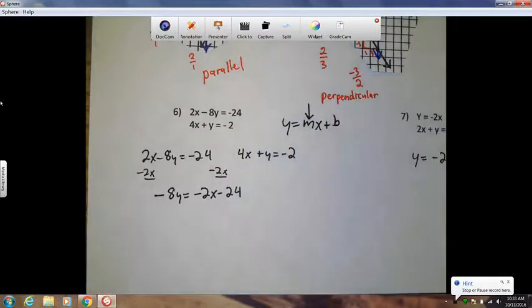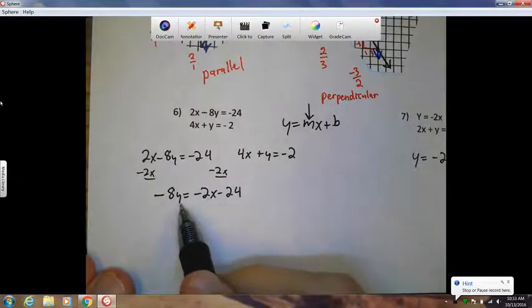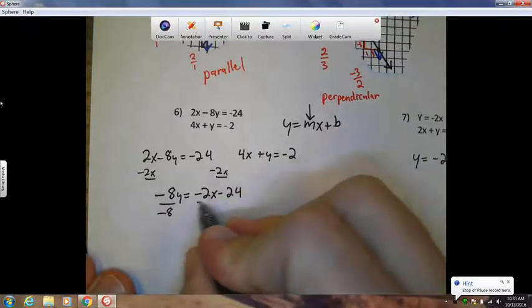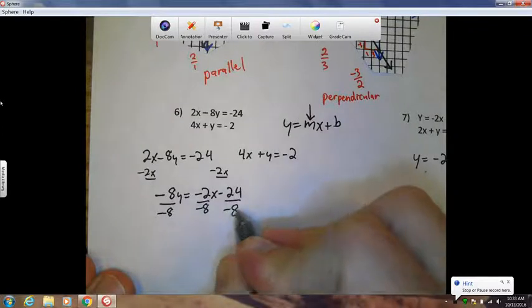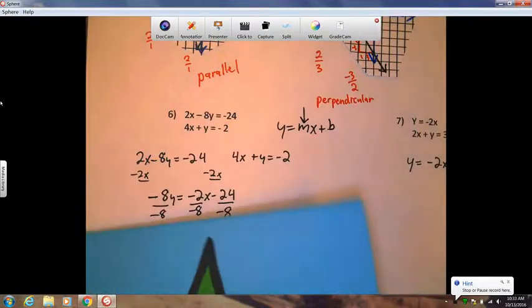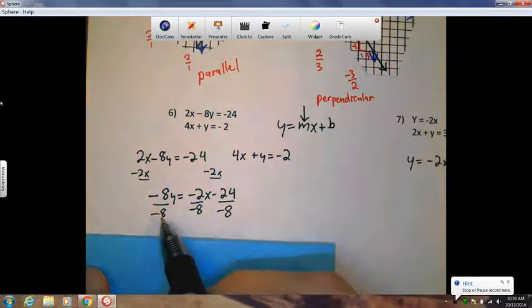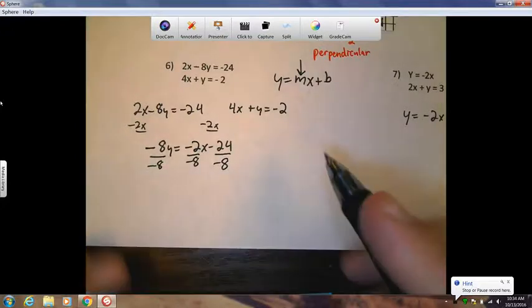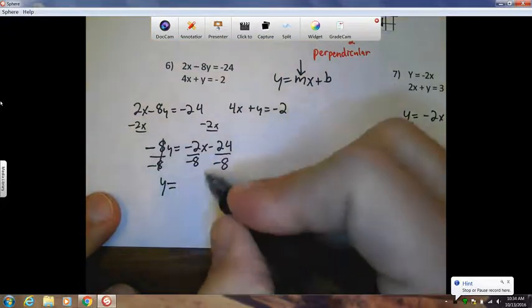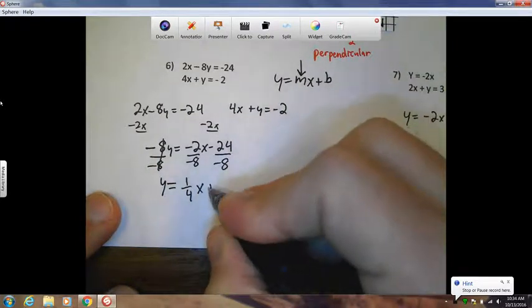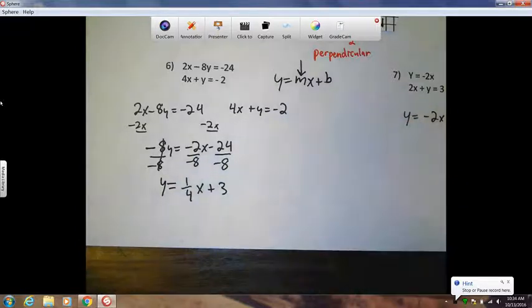Now I still don't have y, I have negative 8y, so I need to divide by negative 8. When you do this and rearrange, make sure you divide in all 3 places. That's something that's commonly missed. So this is 1, so there's y. That's 1/4. And that is 3, but it doesn't matter what that is. It only matters slope. So slope of 1/4.